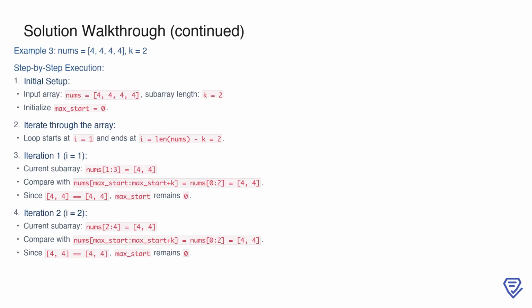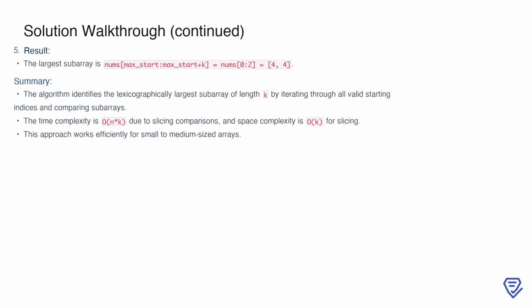This example demonstrates how the algorithm handles cases where all elements in the array are the same. The comparison logic ensures that the first occurrence of the largest subarray is selected when there are ties. To summarize, this algorithm systematically identifies the lexicographically largest subarray of length k by iterating through all valid starting indices and comparing the subarrays. The key steps involve initializing max_start and updating it whenever a larger subarray is found.